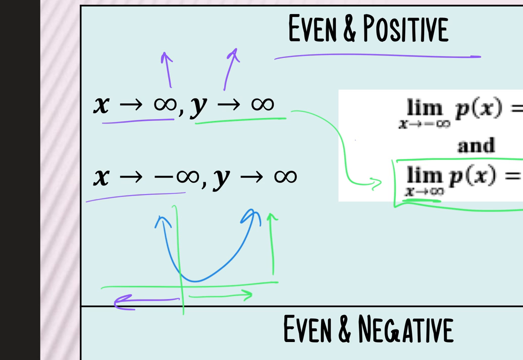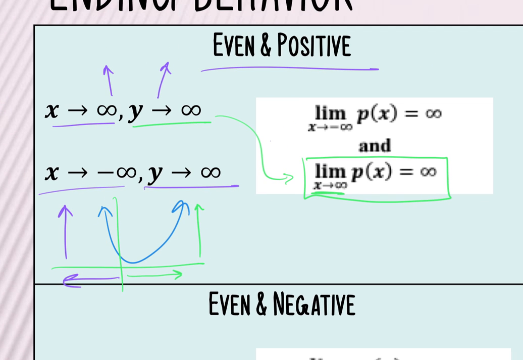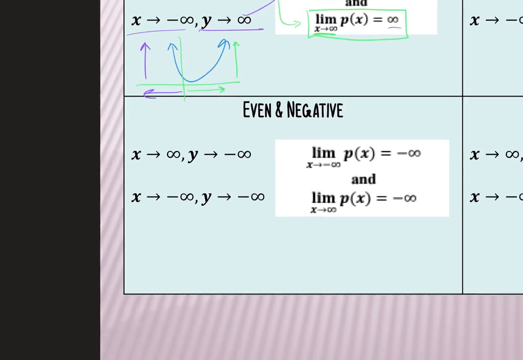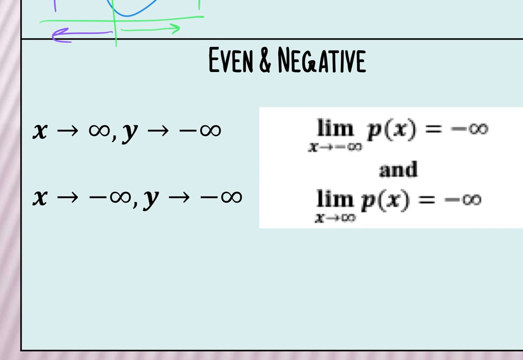As my x is going left, what's happening to my y values? They are also going up, which means they're going to positive infinity. So the limit as x approaches negative infinity, p of x also equals infinity. So these should have the same behavior if these are even. They are either both going to positive infinity or they are both going to negative infinity like the one underneath.